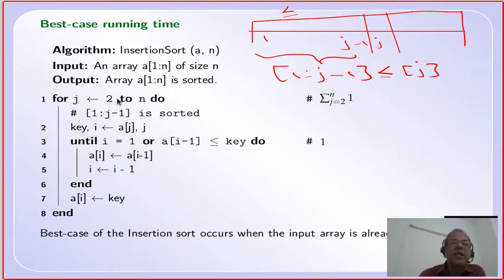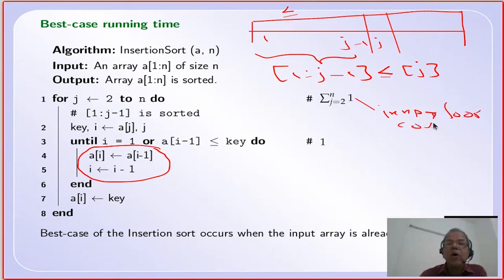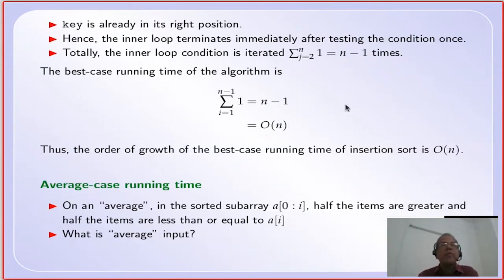How about if you consider the outer loop, how many times will this basic instruction be executed? Sum of 1, this is the inner loop cost, for j is equal to 2 to n. Key is already in its right position, hence the inner loop terminates immediately after testing the condition once. Totally, the inner loop condition is iterated for sum of 1 for j is equal to 2 to n, which is n minus 1.